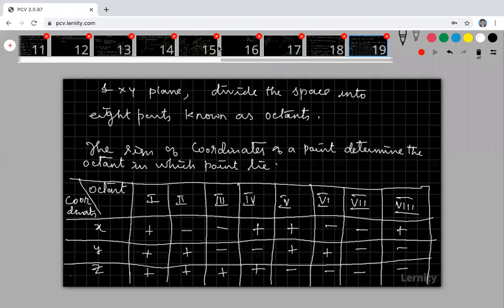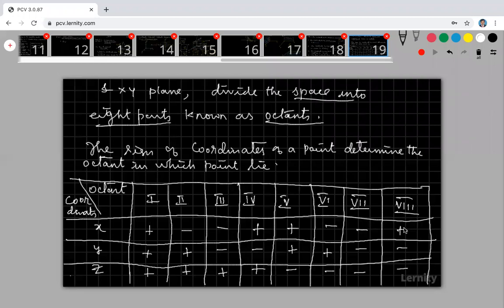Yes, not a point, Kanna. It is a plane. It is a space. The entire space is divided into 8 parts. See the definition. The xy plane divides space into 8 parts. These 8 parts are called octants, Kanna. So x, y, z all positive means that is the first octant. All negative means that is the seventh octant. X alone positive, y and z negative, that is called the eighth octant.